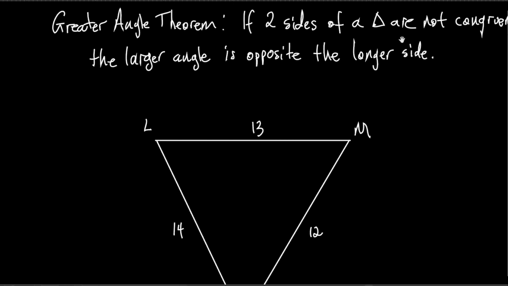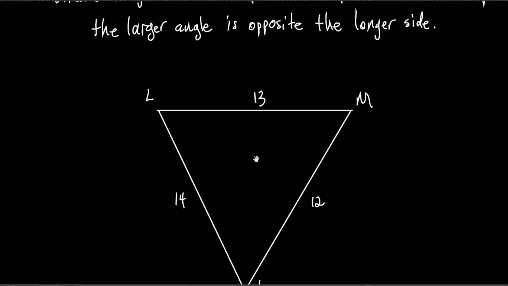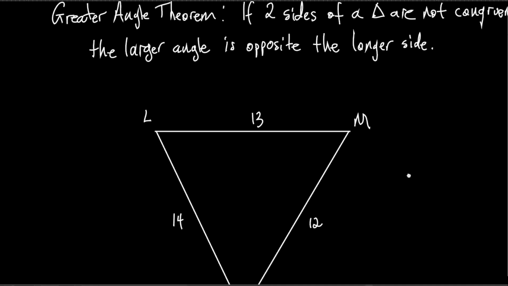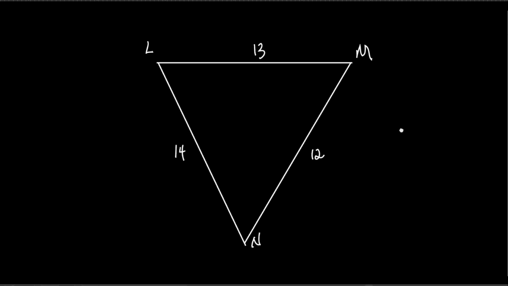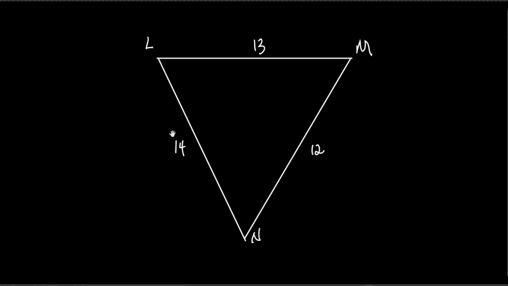Look at it. If two sides of a triangle are not congruent, do we have any congruent sides on this triangle? No, we don't, okay? So it says, then the larger angle is opposite the longer side. So what do I know here? I don't know anything about my angles, do I? No. But I do know something about the sides. Okay, so which one is the longest side? 14 is the longest side.